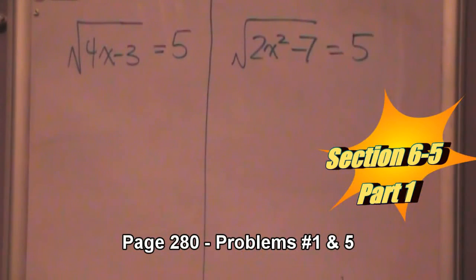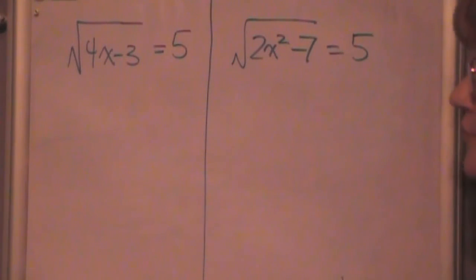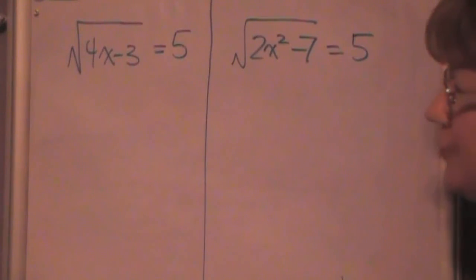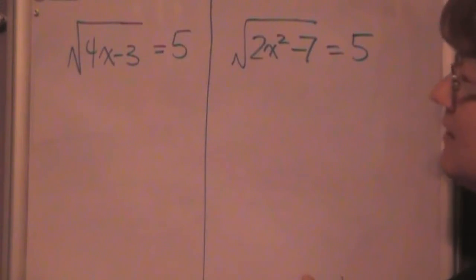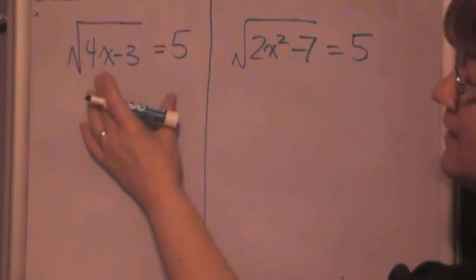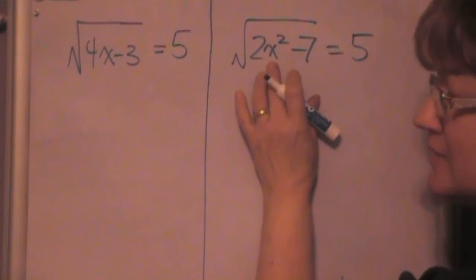Now this section is on solving equations involving radicals. And in this particular case, I have the first two problems on the board for a reason, because I want to show you the difference, because notice what's inside the radical. What's inside the radical on this one is an x to the first power. What's inside the radical here is an x squared.